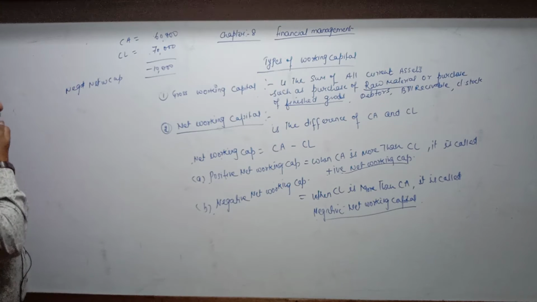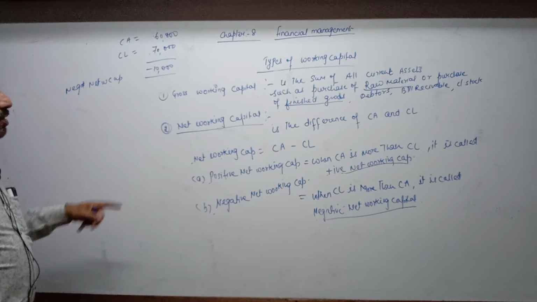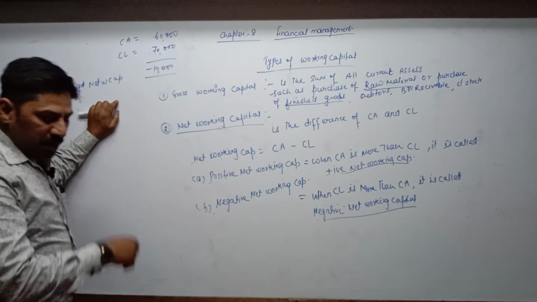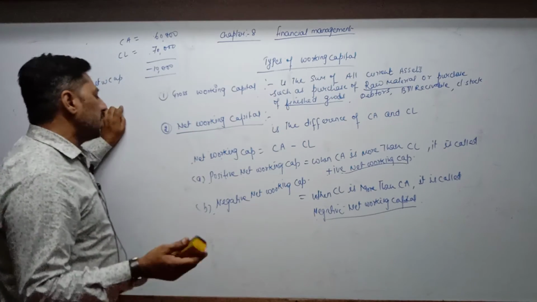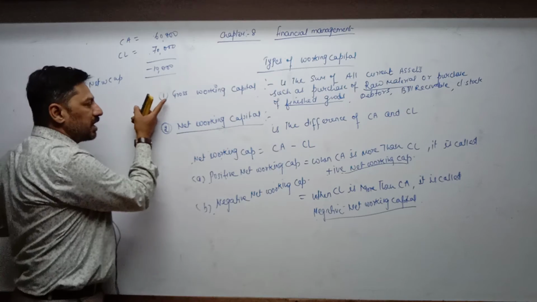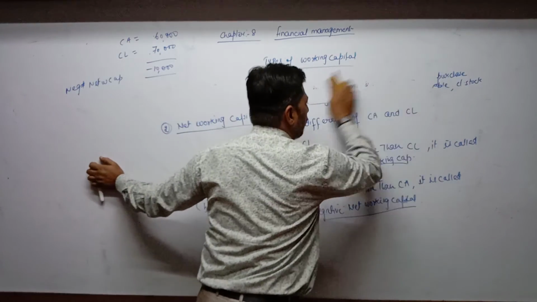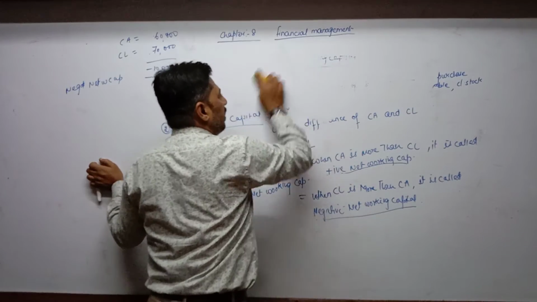So these are the different types of working capital. Once again, working capital means amount invested on different types of current assets or in order to pay day-to-day expenses. Such invested amount is called working capital. Working capital is of two types, gross working capital and net working capital. Now, what is the difference between gross working capital and net working capital? That is the new topic.